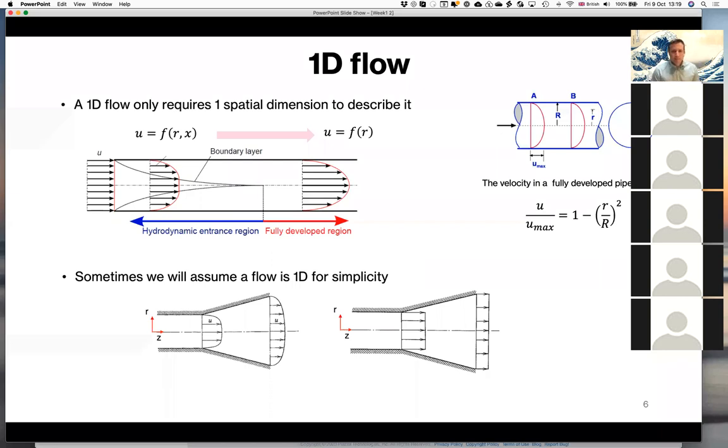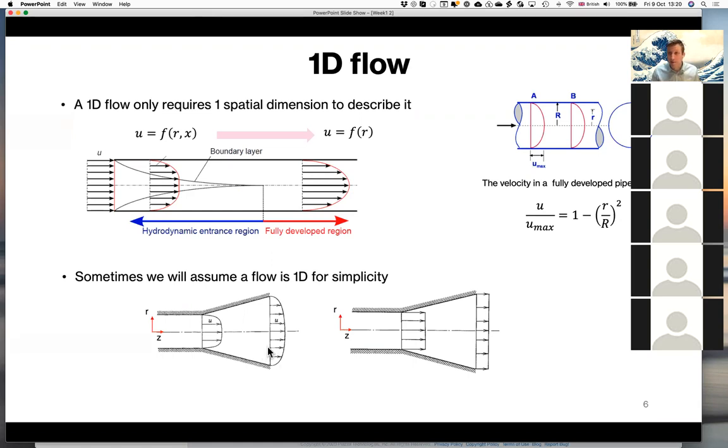And in fact, sometimes we'll go further and say that a flow will be 1D even when possibly it really, really shouldn't be. But for the purposes of reducing a complex engineering application to something that is tractable, simple to analyze, this is a reasonable thing to do. So in this case, you have a flow through a pipe and the pipe expands, and you can see that the velocity profile changes between the corner here and the outlet.